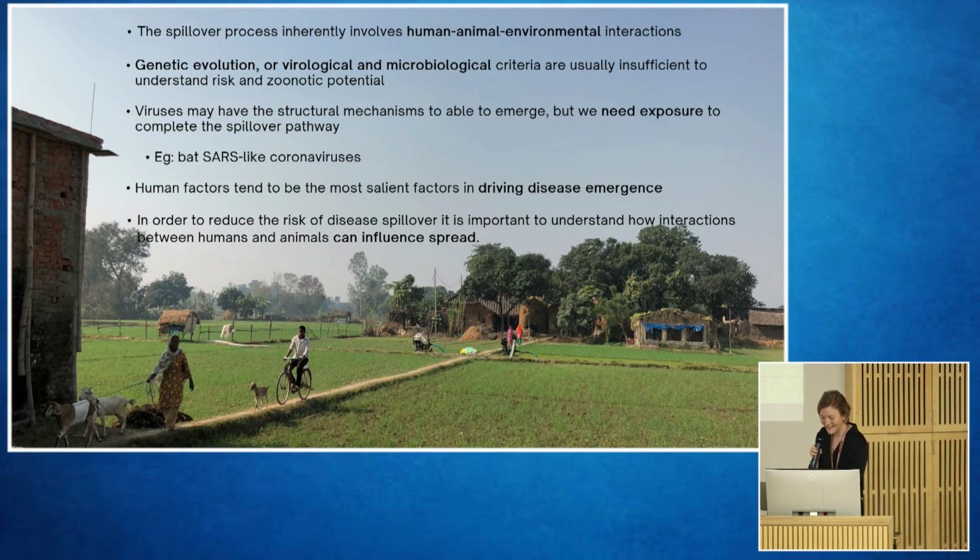So to really understand how to combat at the point of spillover, we have to think about spillover as a process, which inherently involves human, animal, environmental interactions, and breaking it down further to understand the mechanisms behind that. So viral mechanisms, genetic evolution, or microbiological criteria are not sufficient to fully understand risk and zoonotic potential, no matter how granular we get, because these activities and this research are about understanding the hazard, but exposure needs to occur for the spillover process to occur. So there are viruses that we're understanding. There's plausible scenarios for human exposure, for human spillover, but the exposure isn't there, and so that adverse event will not occur.